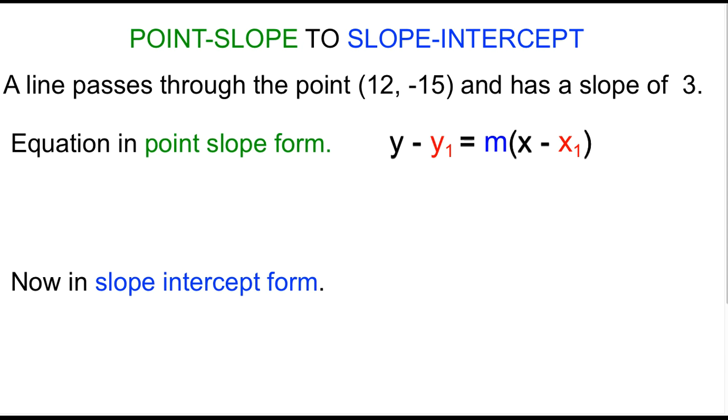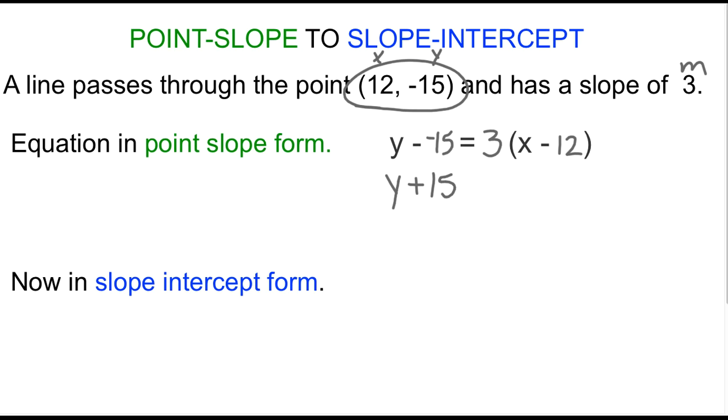So a line passes through this point and has a slope of 3. So using my point slope form, again, because it's easy, I'm going to drop in my point and my slope into this equation. So y minus negative 15 is my y. 3 is my slope. X minus x. I can clean this up a little bit. The minus and negative becomes a plus 15. So now this is point slope form. This is done.